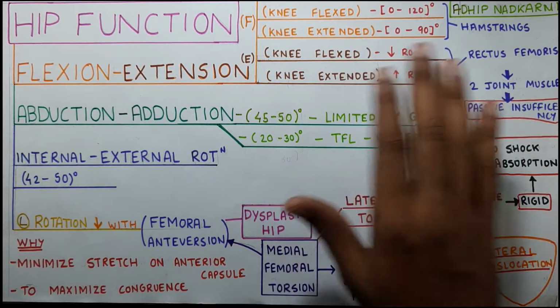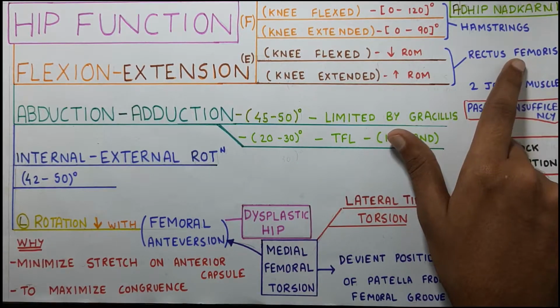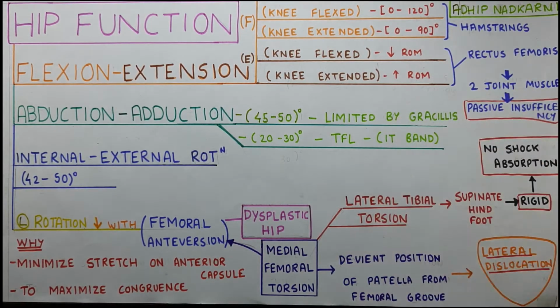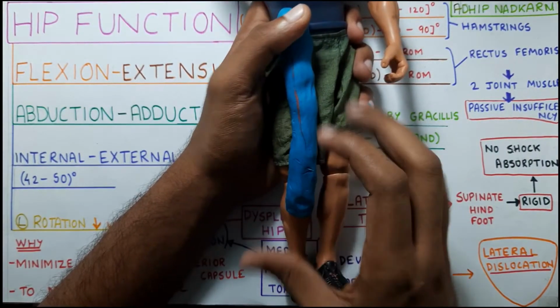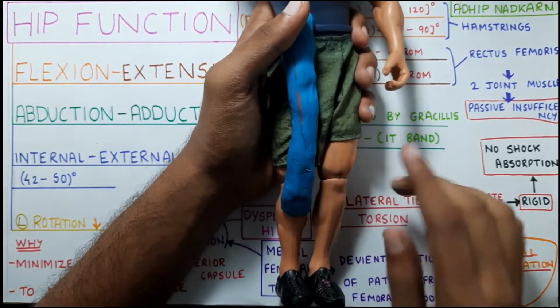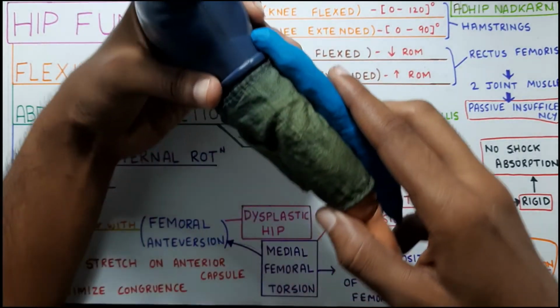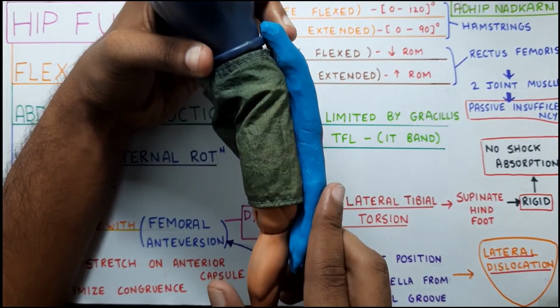Just look at the insertion and origin of your rectus femoris, because that is the culprit over here. If you take rectus femoris, it's crossing the hip joint and the knee joint on the anterior side, right? So now what am I doing? I'm doing extension at the hip joint, right?